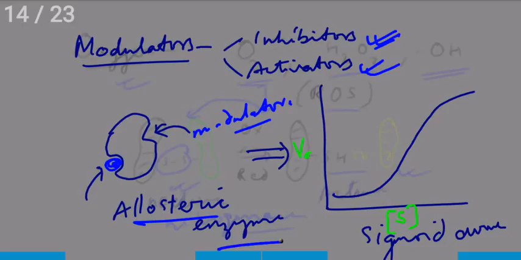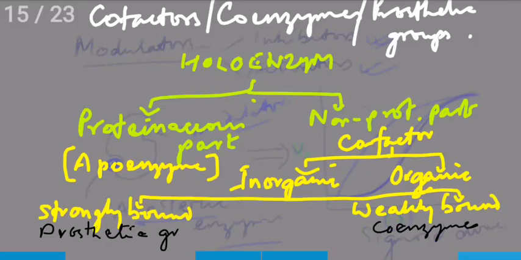They have a sigmoid curve like this. When you increase the substrate concentration, the velocity of reaction will behave like that. Against the normal kind of curve, it shows a sigmoid curve like this. These are allosteric enzymes. Now about the concept of cofactors, coenzymes, and prosthetic groups.